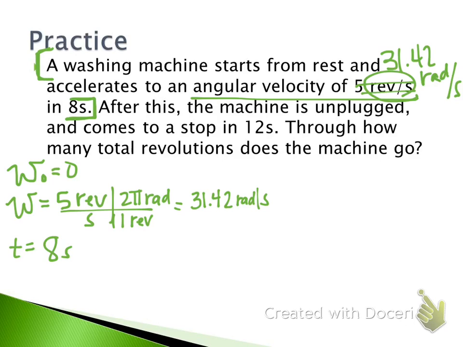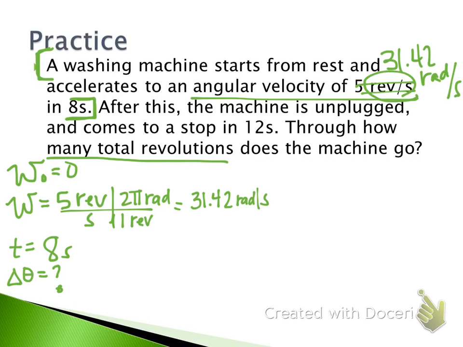Okay, we want to find out for this portion how many total revolutions the machine goes. For this first portion of the problem, we need to find out how many revolutions, or how many complete spins, this washing machine took to reach this speed. In order to do that, we want to find the total number of revolutions, so we need to solve for theta. We need to find out what chunk of the circle it has rotated through. How many radians has it spun through as it's beginning this motion? So we need to solve for delta theta.